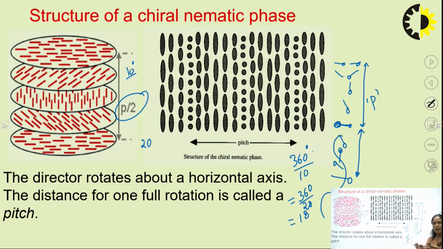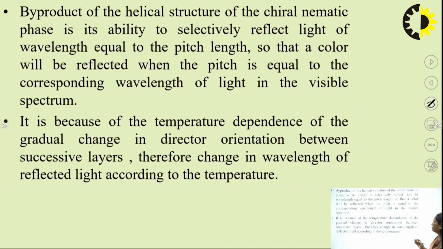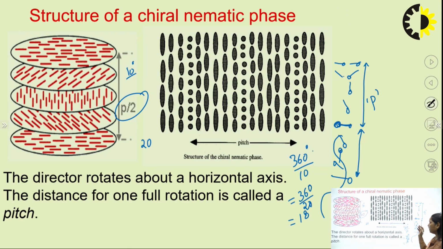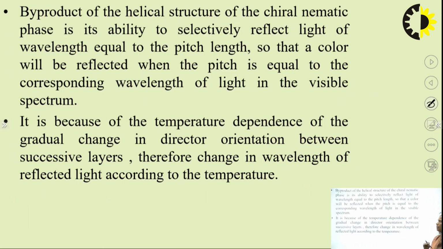If 16 layers are arranged to get the similar appearance, the pitch length is less. If 36 layers are arranged to get the same appearance, the pitch length is more. So this pitch length is an important criterion to observe the properties of chiral nematic liquid crystal. And what are these important properties? These important properties are that according to pitch length, the light can be reflected.